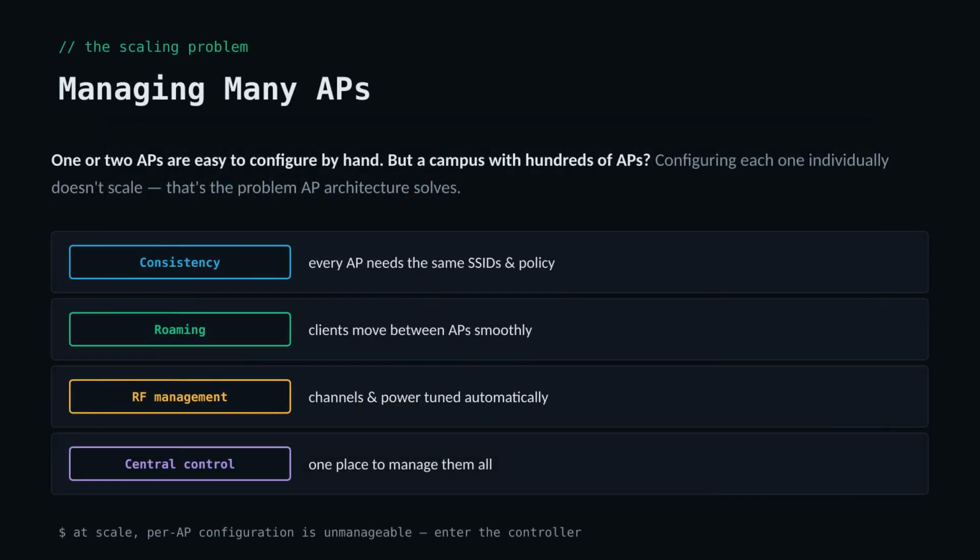So let's start with the core problem. Configuring one or two access points by hand is no big deal, but picture a university campus with hundreds of them. Suddenly, you need every AP to broadcast the same SSIDs and enforce the same policies. You need clients to roam between them without dropping connections. You need radio channels and power levels tuned so neighboring APs don't interfere. And you need one central place to manage all of it. Doing that device by device just isn't realistic. And that's exactly why the controller-based model exists.